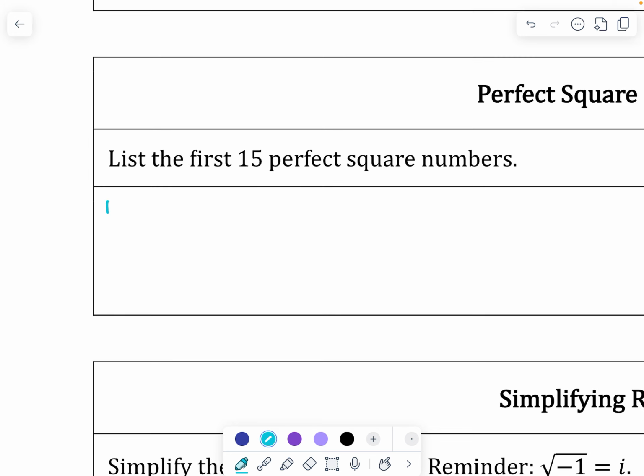I mean, what is 1 squared? What is 2 squared? What is 3 squared? And what is 4 squared, right? Do this all the way to 15. Pause the video. Try to go all the way to 15. I'm just going to write them out here.